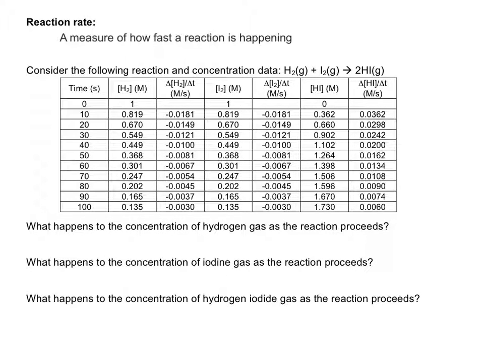So as the reaction proceeds, the amount of hydrogen gas is going to go down because it's a reactant, and the concentration of iodine gas is also going to go down because it is a reactant that's being consumed. And then as the reaction happens, the concentration of HI, or hydrogen iodide, is going to go up because that is the product that's being formed. So it starts at 0 and it continues to rise as the reaction progresses.